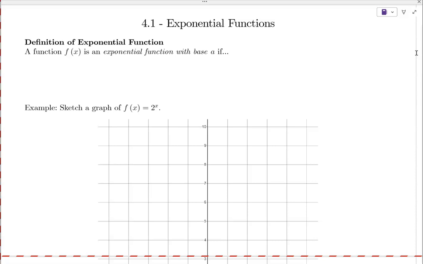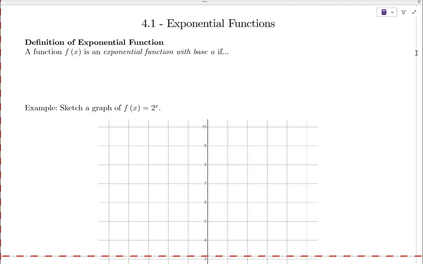So we're going to switch gears. We're going to introduce new types of functions in this particular chapter. We're going to introduce exponential functions today. And then we're going to talk about logarithmic functions next week. So logarithmic functions are the inverses of exponentials. So really we're going to start with exponentials and then undo exponentials, essentially is what we're going to do.